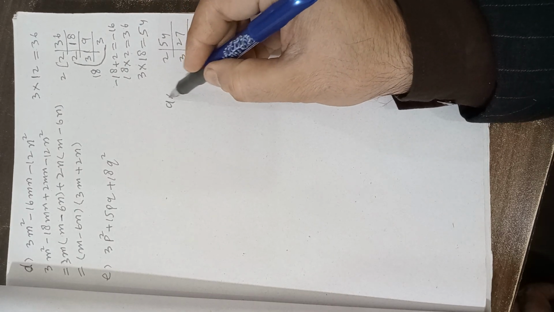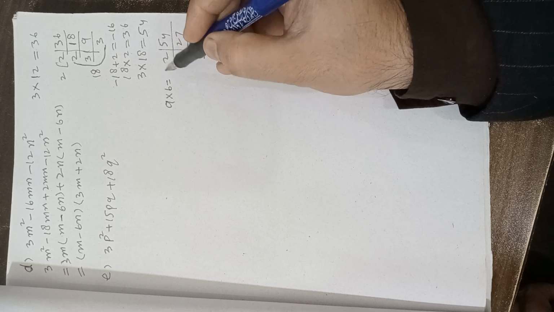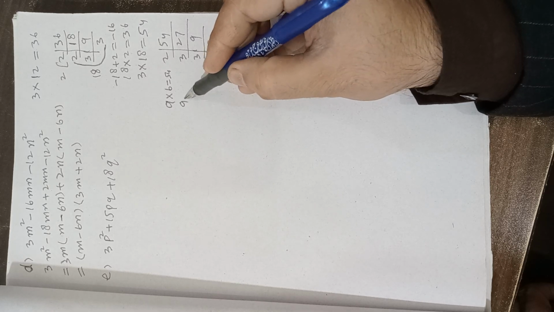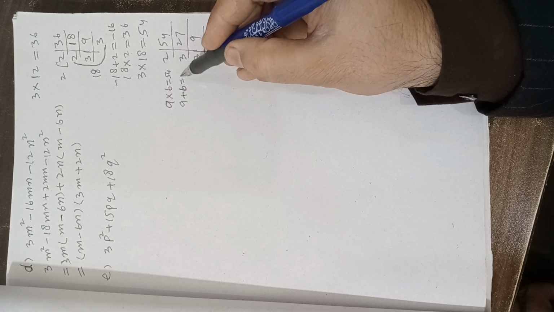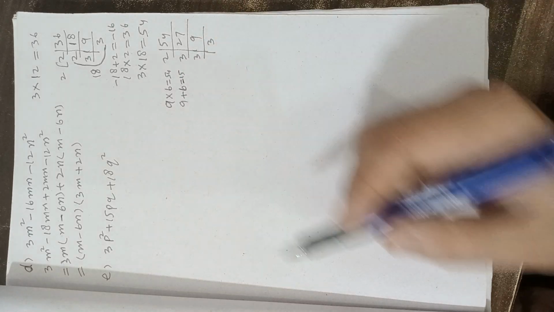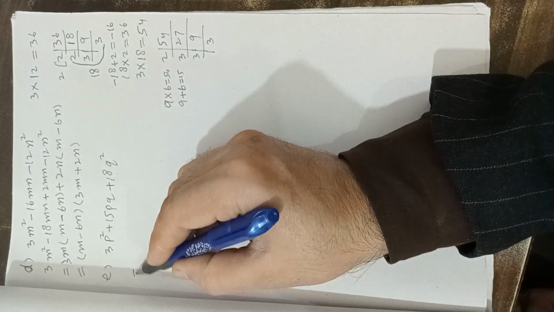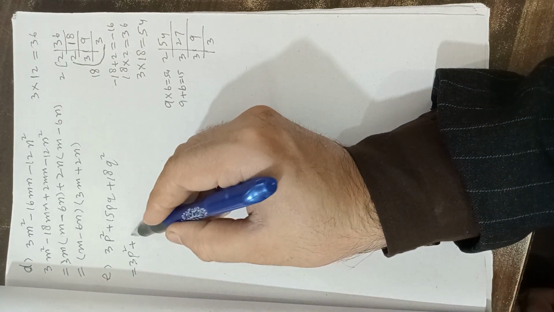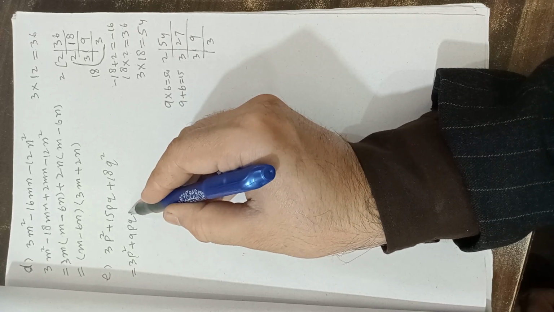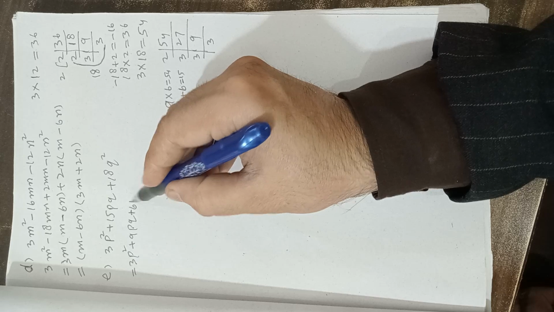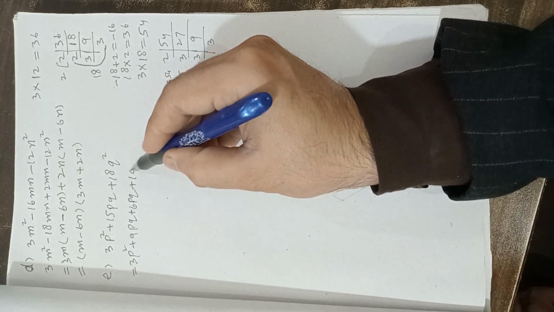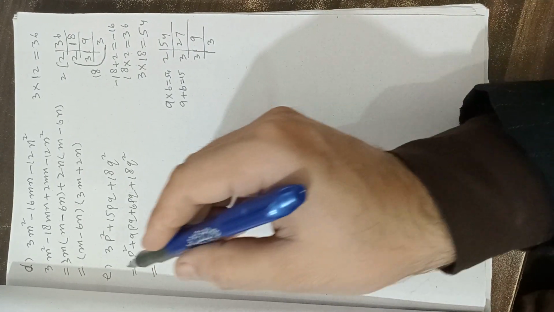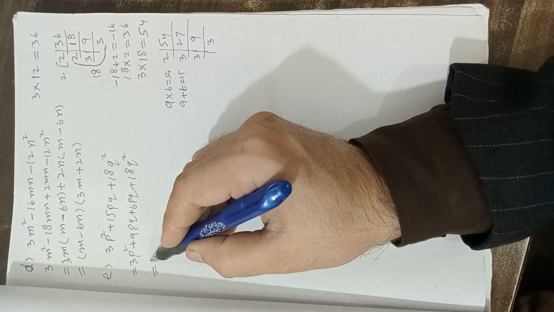9 multiplied by 6 is equal to 54, and 9 plus 6 is equal to 15. I think this is our suitable pair. Let us try it in our question. 3p square plus 9pq plus 6pq plus 18q square. Now you can take common 3 and p from here.